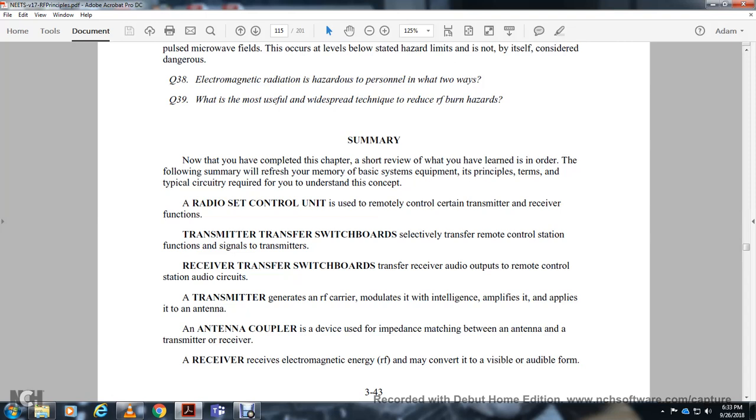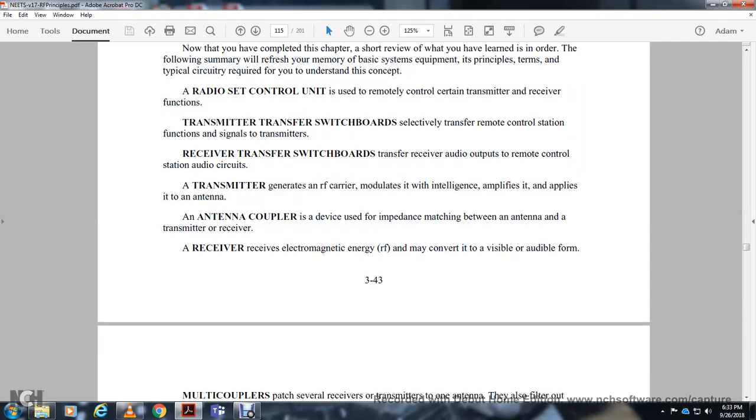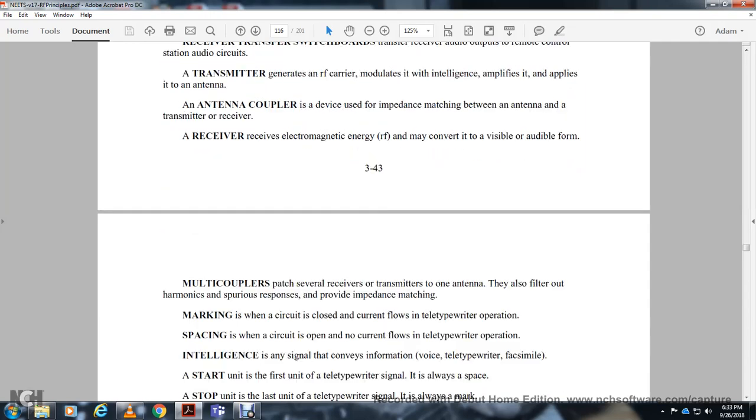Antenna coupler is a device for impedance matching between the antenna and the transmitter. Receiver: the electromagnetic energy, radio frequency, is converted to visible or audio form. Multicouplers match several receivers or transmitters with one antenna, with a filter to remove harmonic and spurious response, and provide impedance matching.